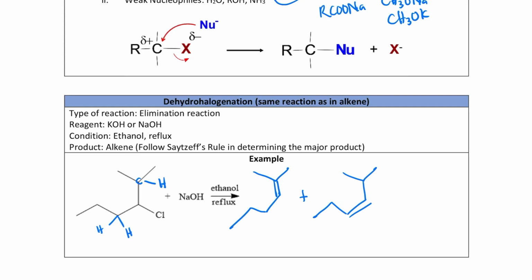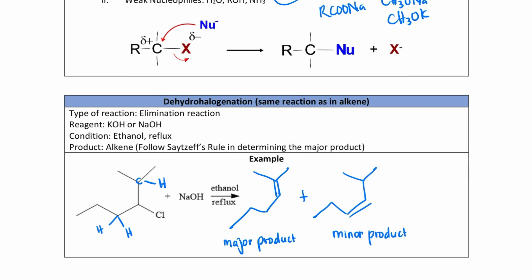Kita kena follow Saytzeff rule to determine the major product. Saytzeff rule cakap, carbon-carbon double bond that attached to more alkyl group is more stable, so it will become major product. Let us look at this carbon-carbon double bond attached to 1, 2, 3 alkyl group. This carbon-carbon double bond attached to 1, 2 alkyl group. So yang mana lagi banyak? Yang inilah kan. So this one will be the major product, while the other one is the minor product.